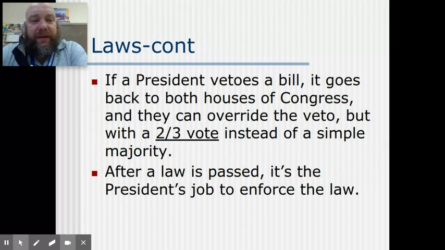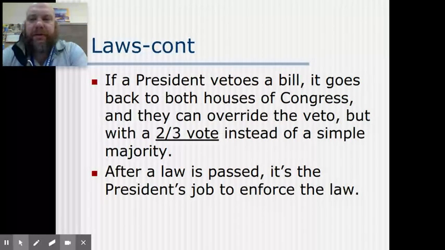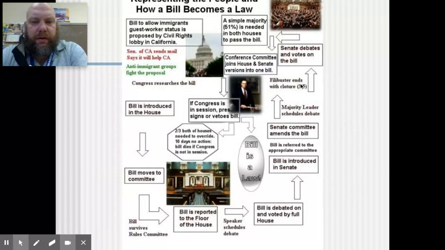Okay, if he vetoes a bill, whether that's a regular veto or a pocket veto, it goes back to Congress. They can override his veto, but this time they have to have 2/3. So 67 senators and whatever 2/3 of 435 is. Okay, after the law is passed, whether the president agrees with it or not, it is now his job to enforce that law. Okay, if it looks complicated on this flow chart, and this one's actually a California flow chart, if it looks complicated, like I said earlier, it's because it is, and it's meant to be.